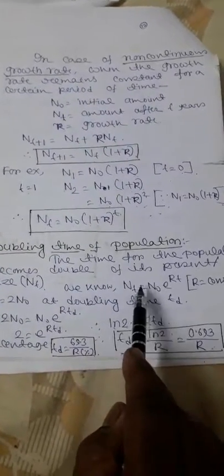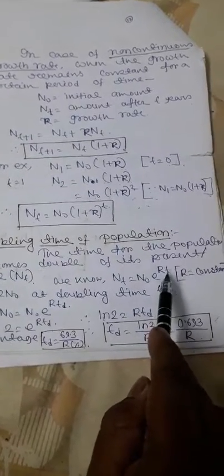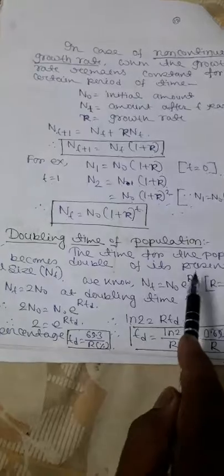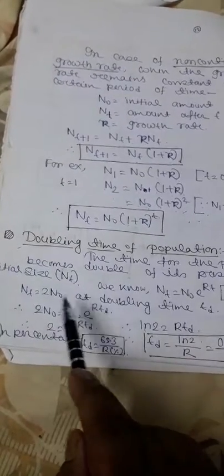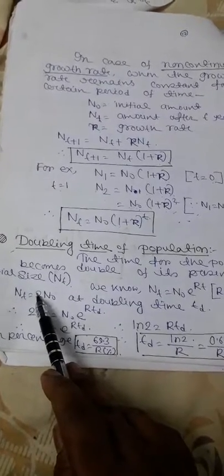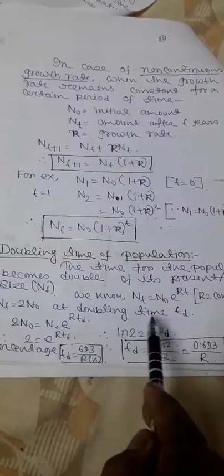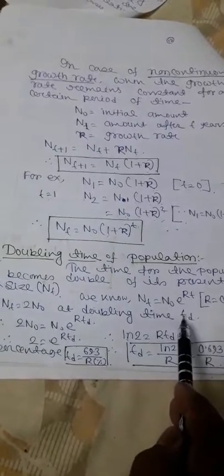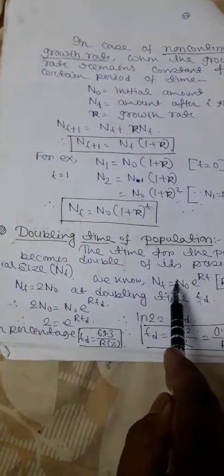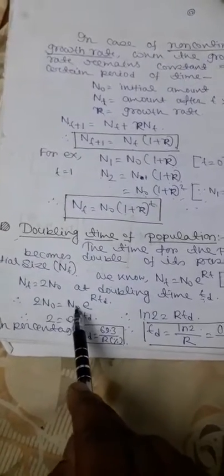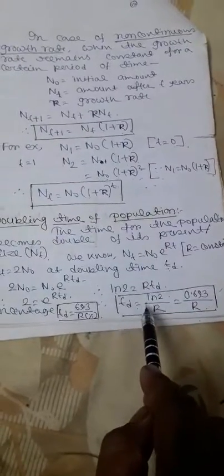Now from the exponential growth equation we can write Nt equals N0 times e to the power rt, where r is the growth constant, that means the exponential growth constant. According to the definition of doubling time, Nt is equal to 2N0, that means the population becomes double its present or initial size. At doubling time, denoted by td, the equation becomes 2N0 equals N0 e to the power r td. From this equation we get td equals ln2 by r, which is equal to 0.693 by r.